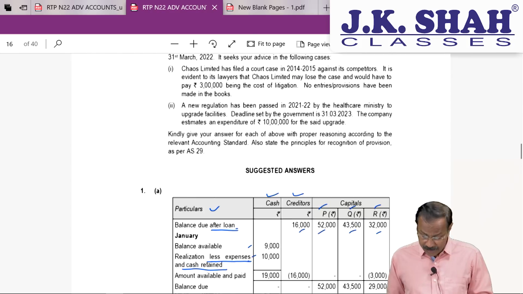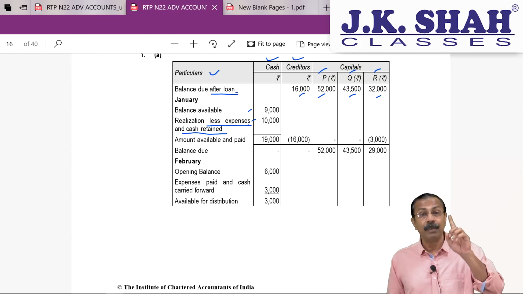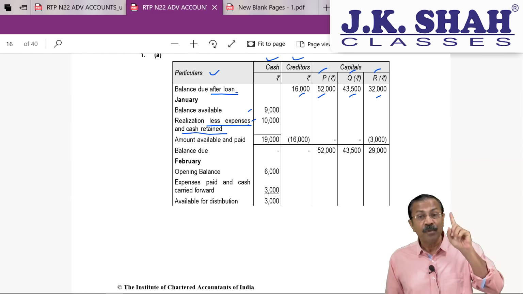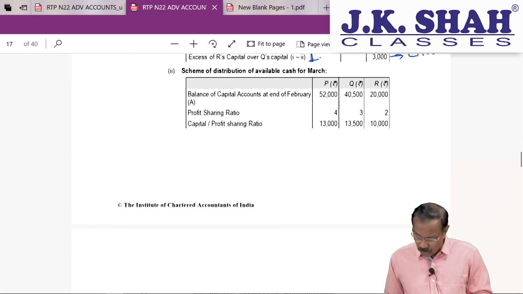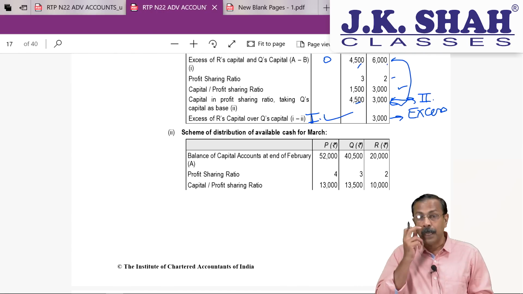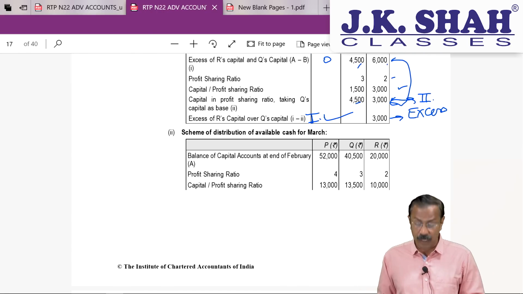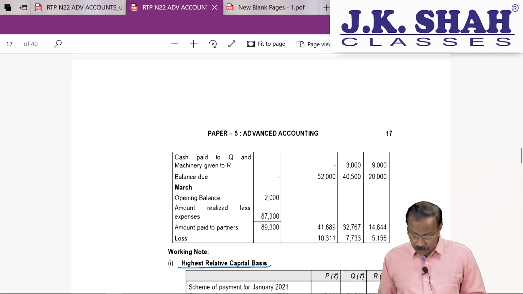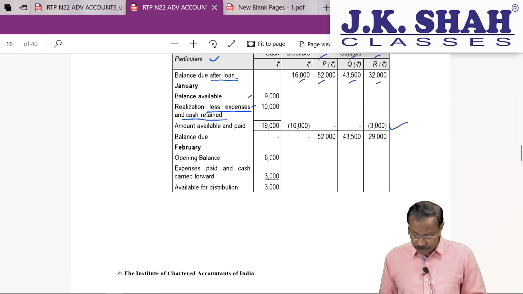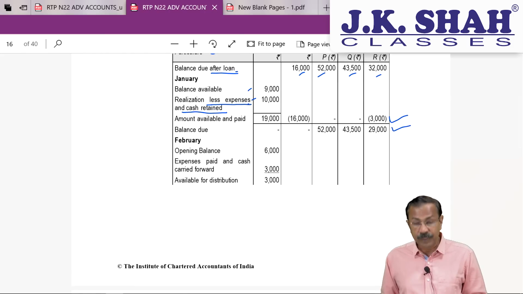Over here, how much cash were we having extra? 19 minus 6 paid to 16 paid to creditors is 3,000. Full 3,000 is given to R. So your first order of payment is done. 3,000 were to be paid to R. You have paid 3,000 to R. Your balance thereafter, 52, 43, 29.